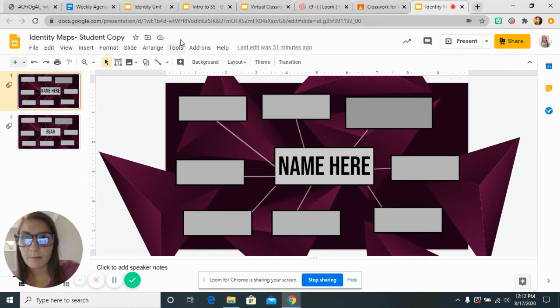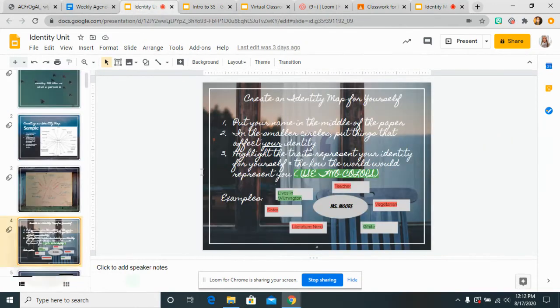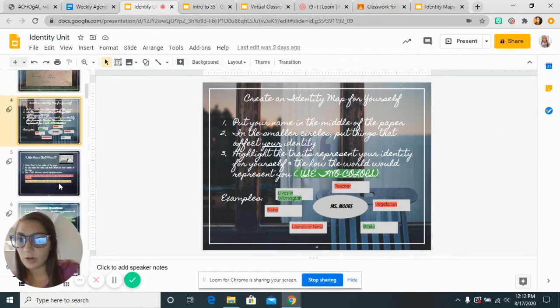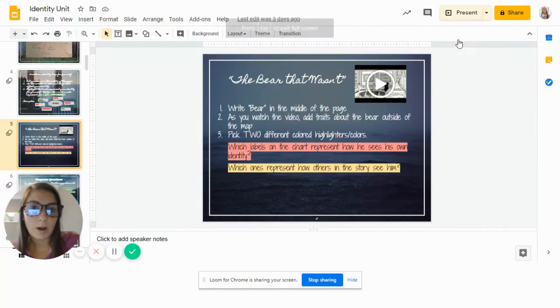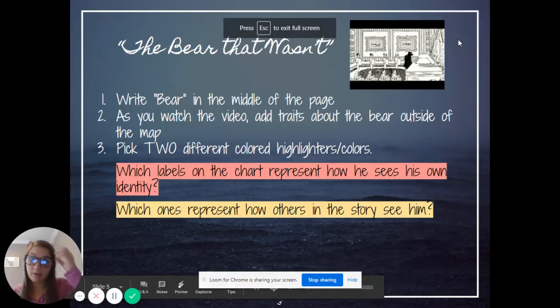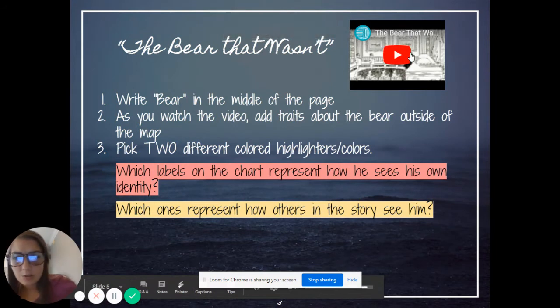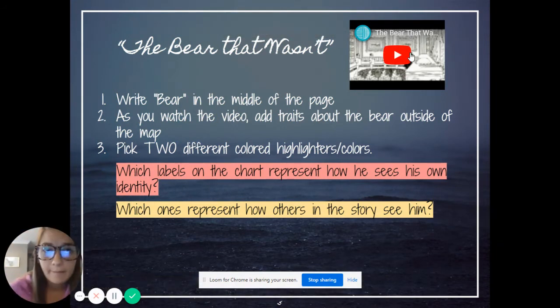Your second job is to watch a video after you've created your own identity chart. You're going to watch this video, The Bear That Wasn't. So this is a story about a bear who hibernates in his cave, and he wakes up and he finds himself in a world where people start telling him who he is. So it affects his identity. His surroundings affect his identity. So as you watch the video, add traits about the bear outside of the map.